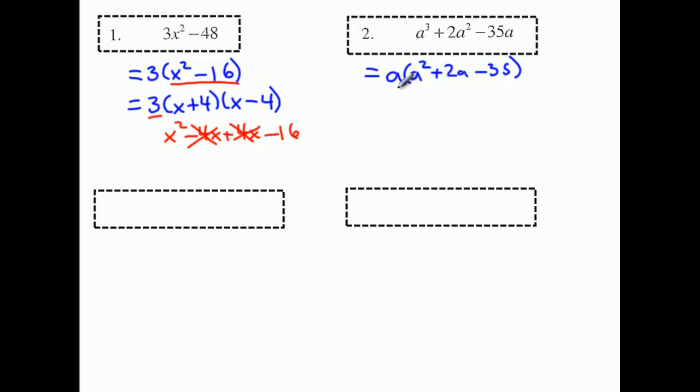Now how many terms do we have? We've got 1, 2, 3 terms, and the coefficient here is equal to 1, so it's a basic trinomial factoring problem. So we need to find 2 numbers that add to give 2 and multiply to give negative 35. So we can search for factors of 35. Factors of 35 are 1 and 35. 5 and 7 work as well.